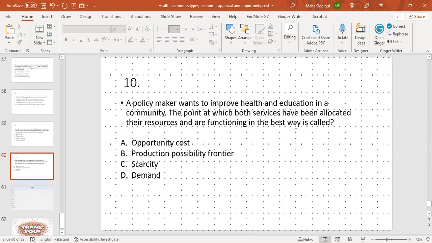MCQ number 10. A policymaker wants to improve health and education in a community. The point at which both services have been allocated their resources and are functioning in the best way is called opportunity cost, production possibility frontier, scarcity, demand. B. Yes, right option is B.